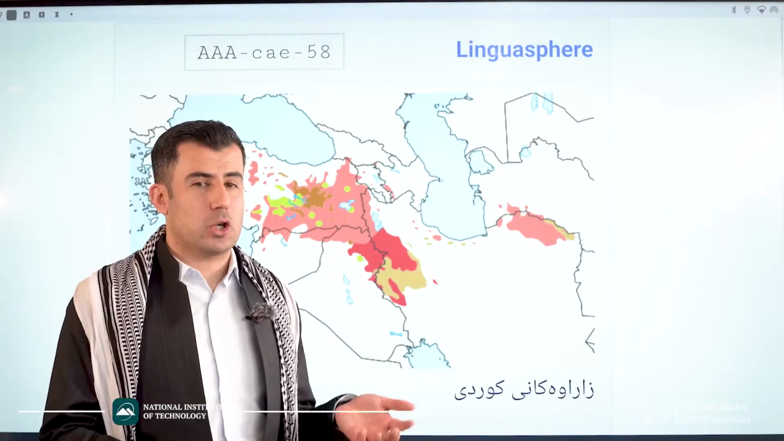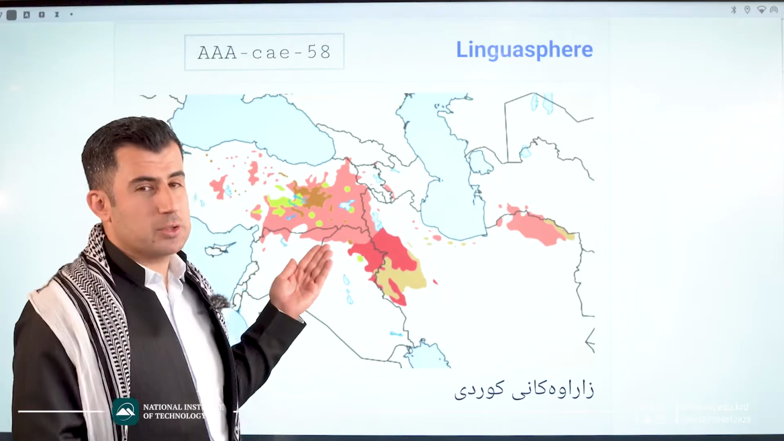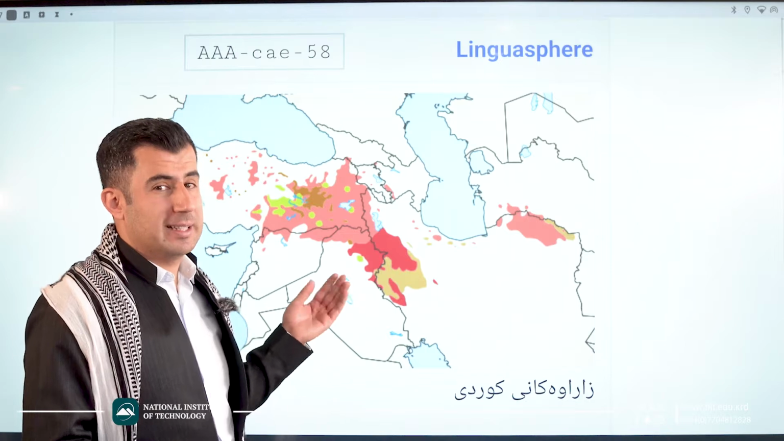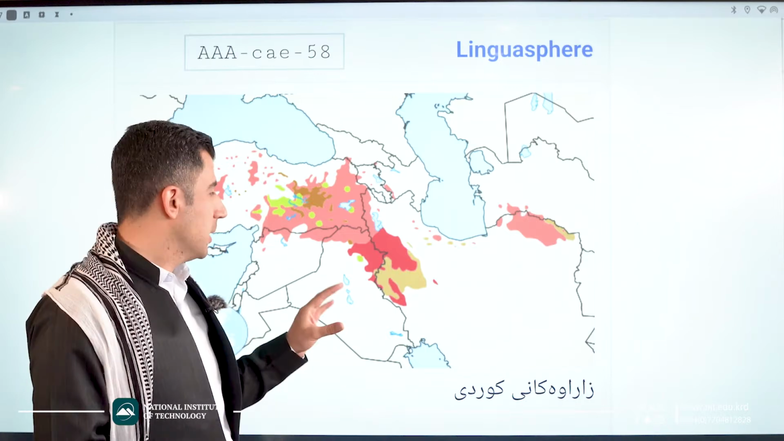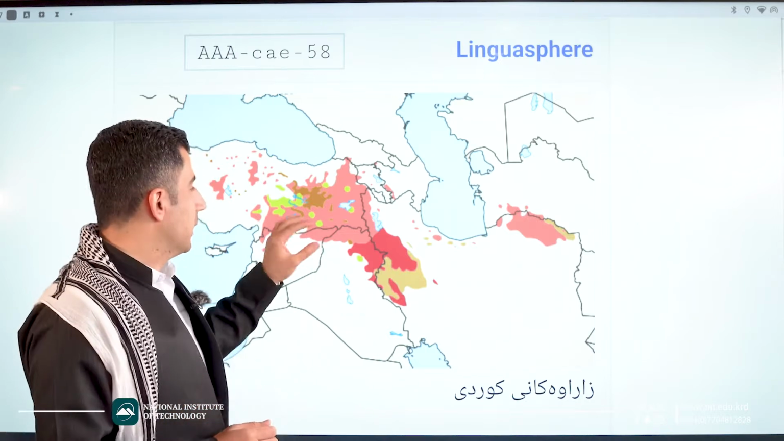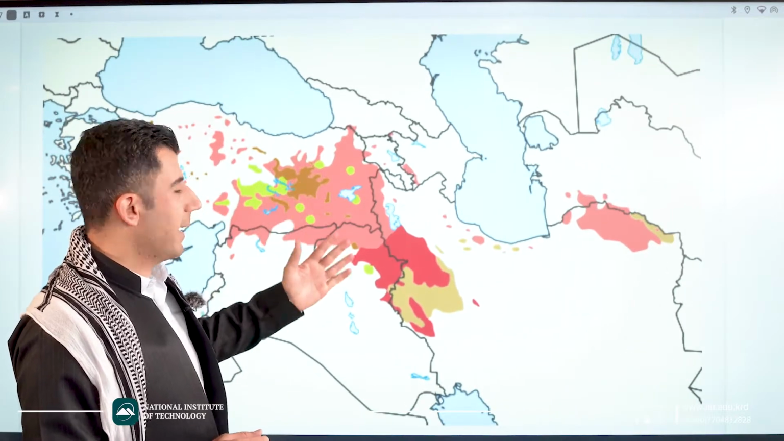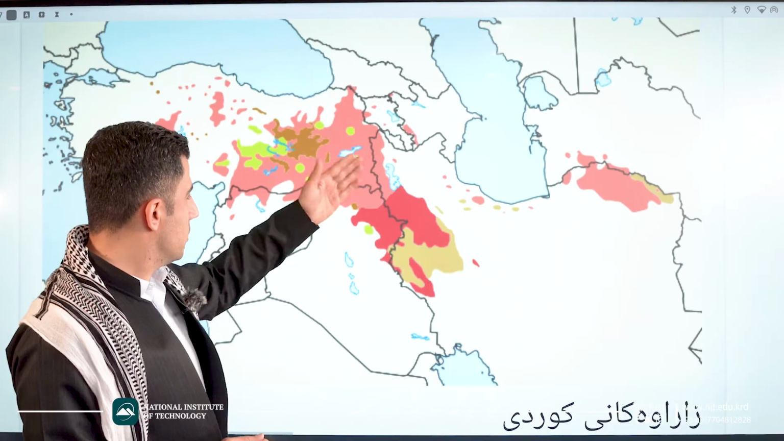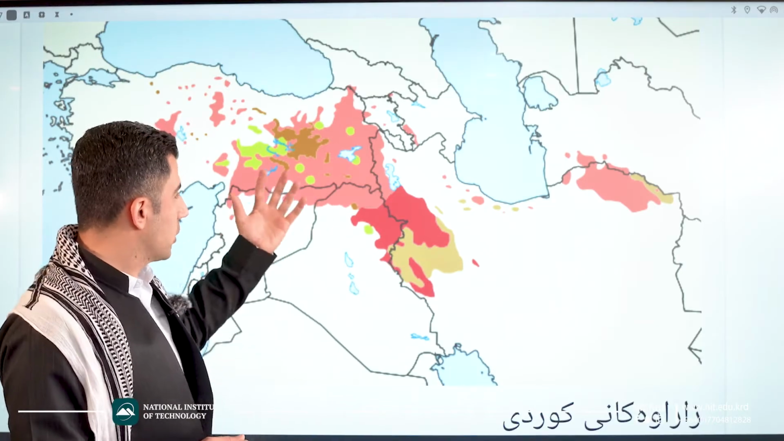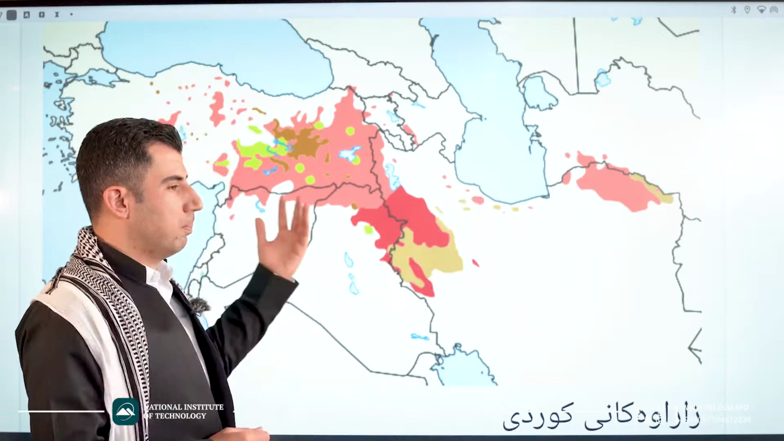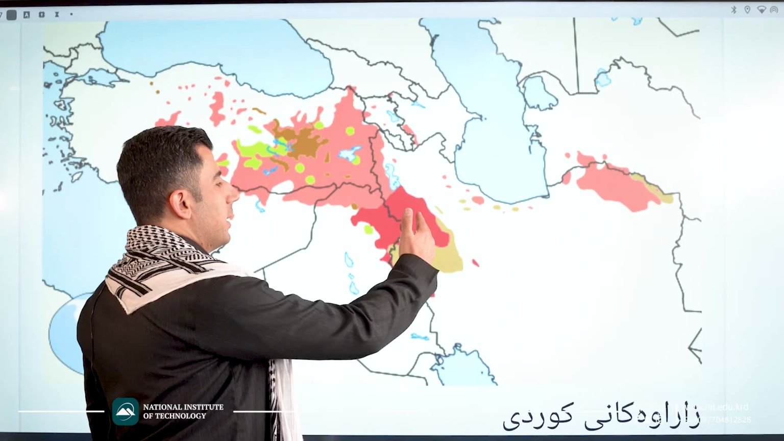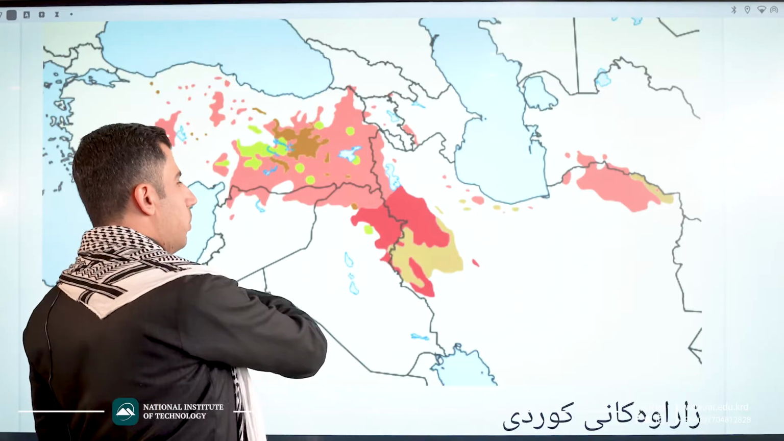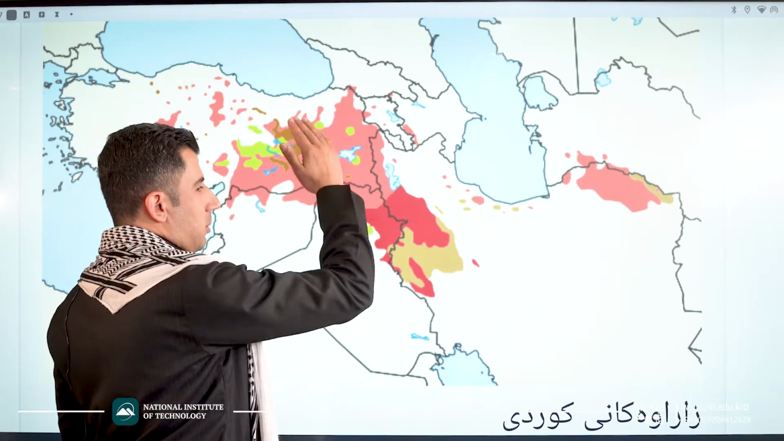In today's lesson, I'm going to talk about the Kurdish alphabet. But before that, I want to tell you some information about Kurdish dialects, because you know that the Kurdish language is divided across some parts of Kurdistan. As you know, in this map, Kurdistan is divided into 4 parts, as I mentioned before: the eastern part, western part, southern part, and also northern part.